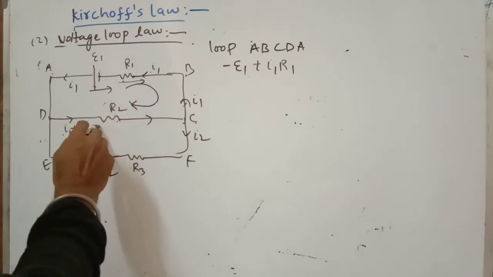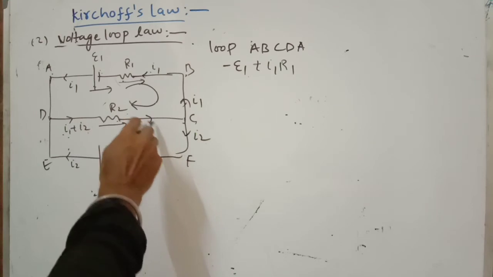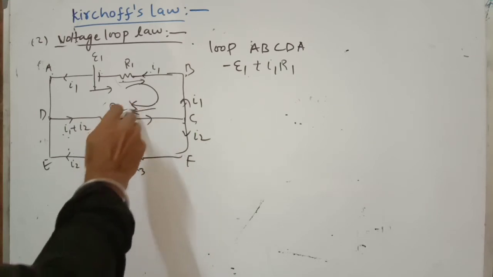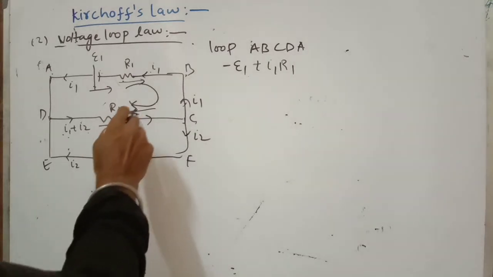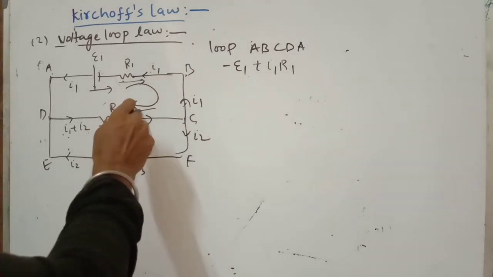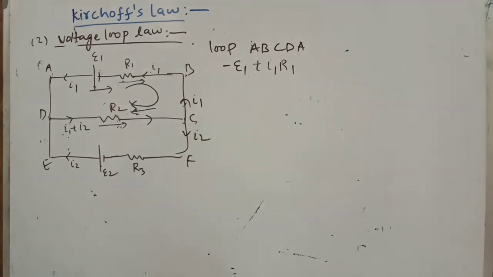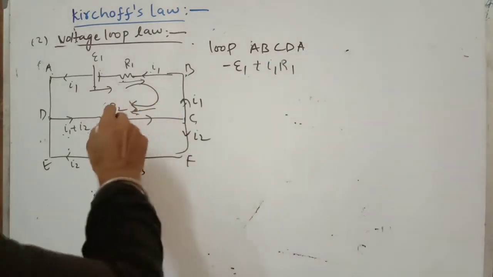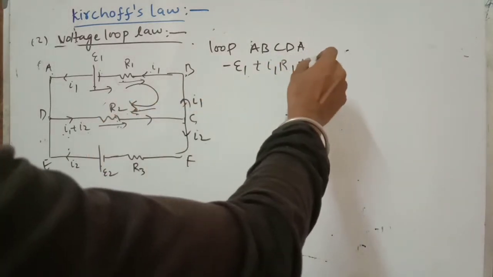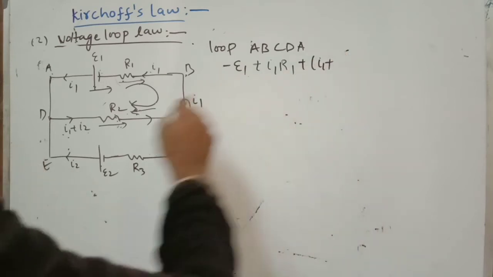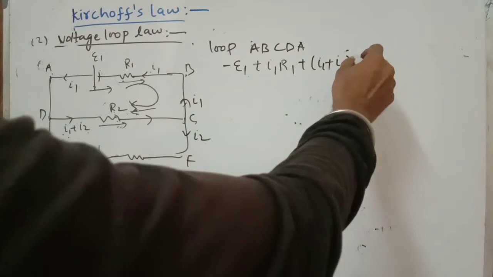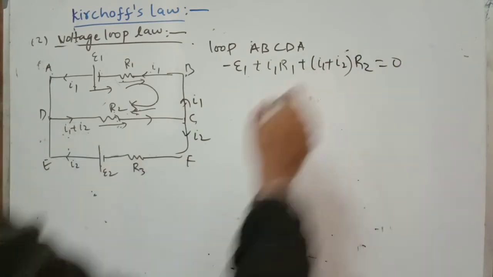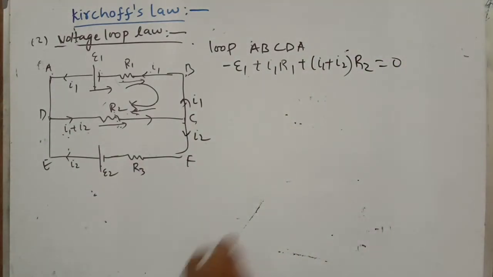Similarly, here you can see in this loop another resistance is R2. The current direction is I1 plus I2, and your considered direction is opposite to it, both are opposite to each other through R2. So you can write the potential difference across R2 also positive. The current through R2 is I1 plus I2, and the resistance is R2, so (I1 plus I2) R2 is equal to 0. So it's equation 1.